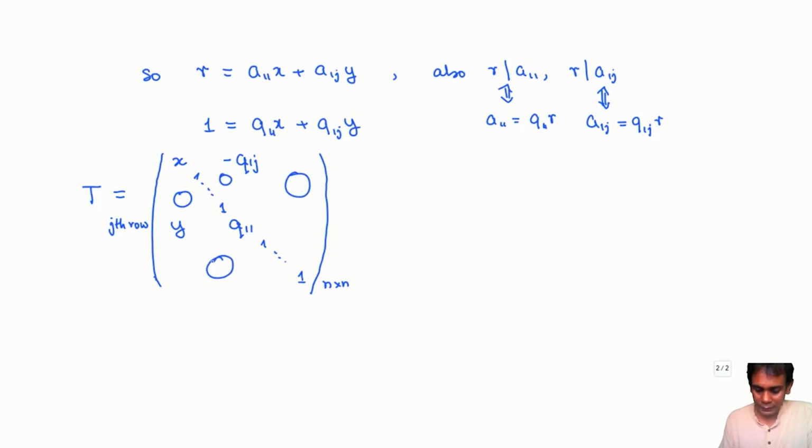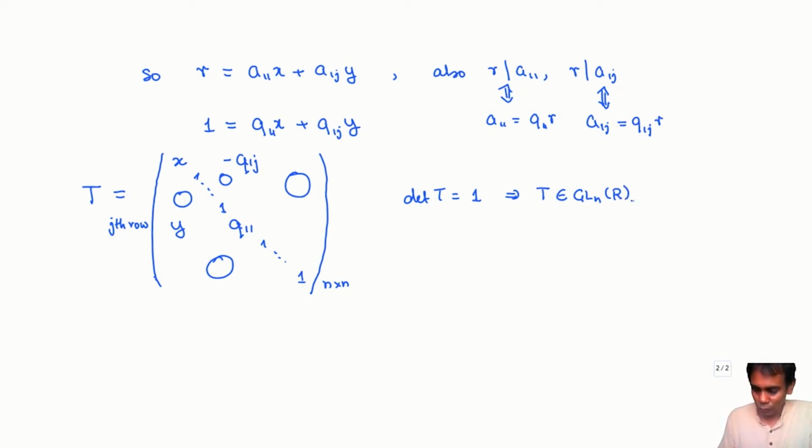So the only interesting part is that it's basically the identity matrix, except for the two diagonal entries which are changed to x and q11, and the corresponding off-diagonal elements are y and minus q1j. Then note that the determinant of T is, well, basically the identity matrix, so the only thing that matters is the determinant of this 2 by 2 block. So it's x times q11 plus y times q1j. So the determinant of T is 1, which implies that T belongs to GLN(R).